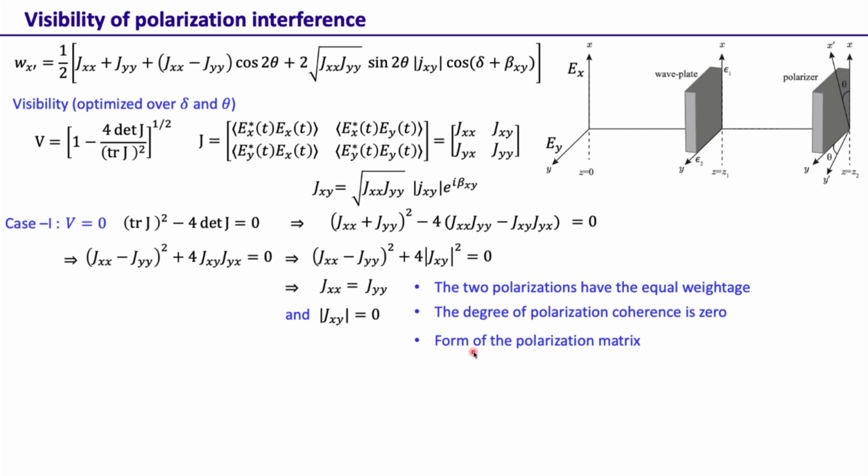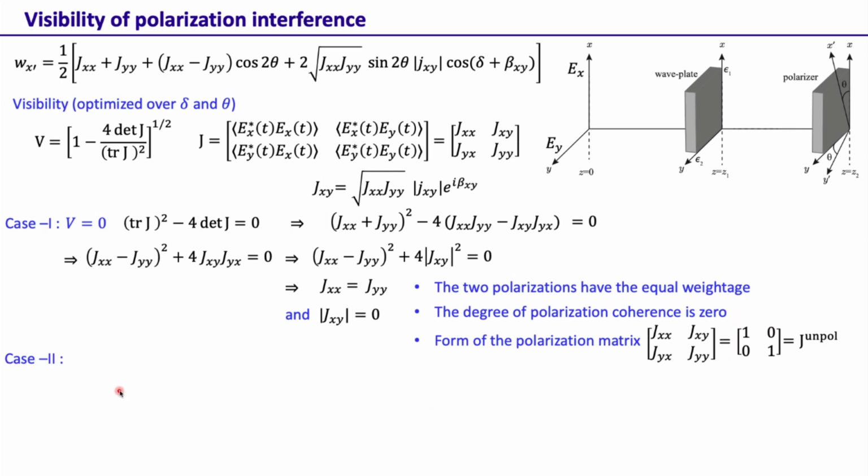Now in this case, the form of the polarization matrix, which is jxx jxy jyx jyy, will take this form, that is 1 0 0 1. This we can see from here, because jxx and jyy have to be equal, so that's 1 and 1, and since jxy is equal to 0, hence jyx will also be 0, and that's why these are two 0s. So this is basically the unit density matrix. So the form of the polarization matrix is pretty much this unit matrix, and we call this J unpolarized. This is unpolarized light that has this kind of form.